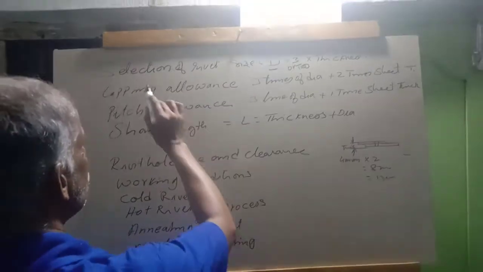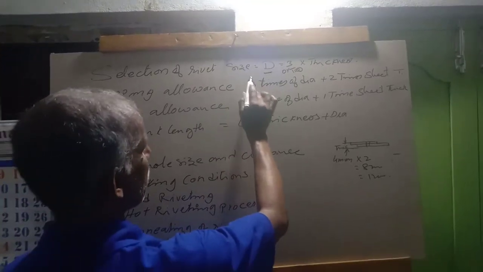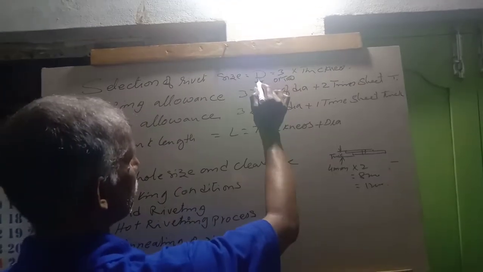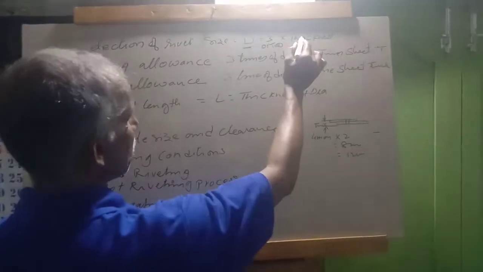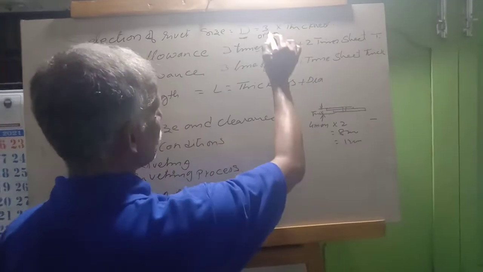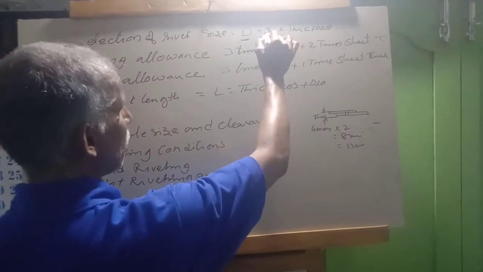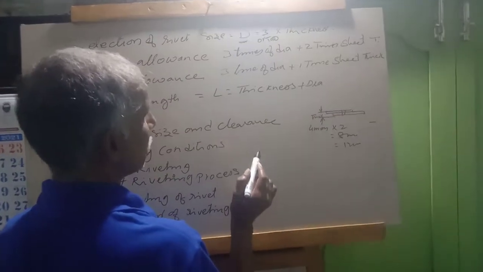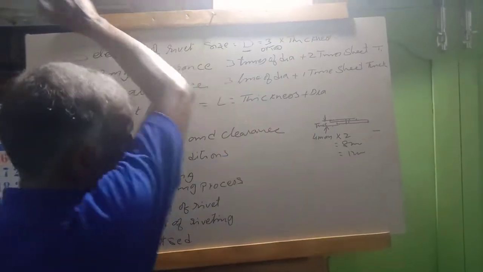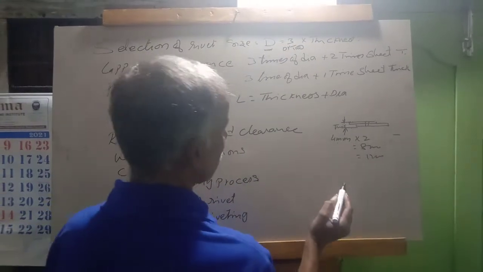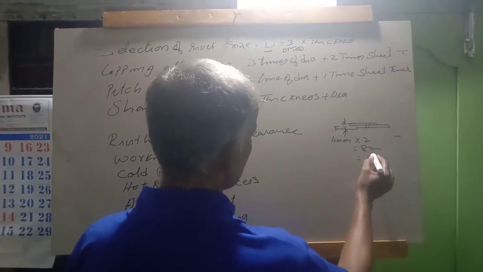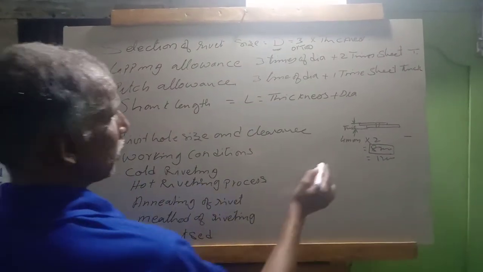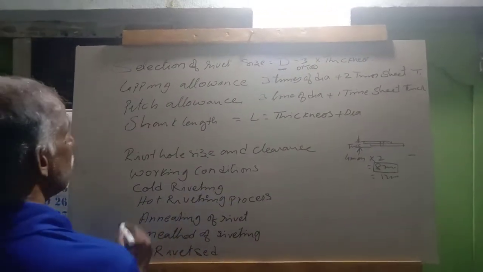That is the diameter of the rivet. To select the diameter of the rivet, take the thickness of these 2 sheets into 3 times, or 2 times, the thickness of the sheet. Then we will get the diameter of the rivet. Now we will use, for example, an 8 mm rivet for this 4 mm thick sheet.